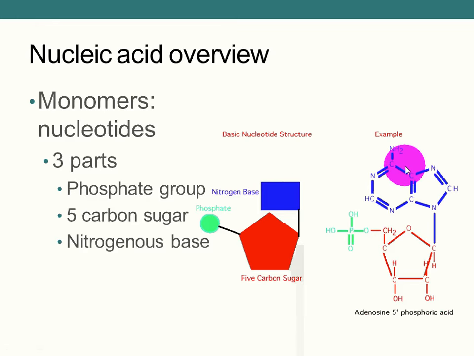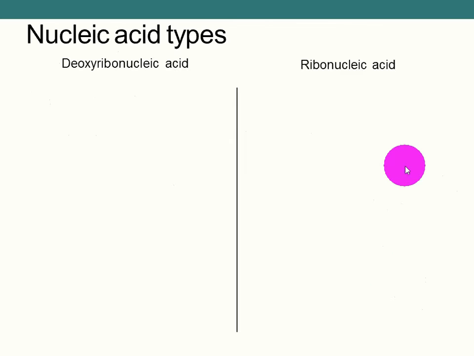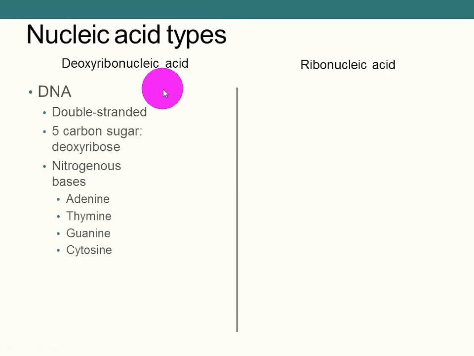There are a couple different variations or types of nitrogenous bases that make up these nucleotides that in turn make up nucleic acid. In addition to just talking about nucleic acid, we're really talking about 2 main types of nucleic acid, and you can see them up here. We have deoxyribonucleic acid and ribonucleic acid. Deoxyribonucleic acid is also known as DNA, and here is a little bit of information about it.